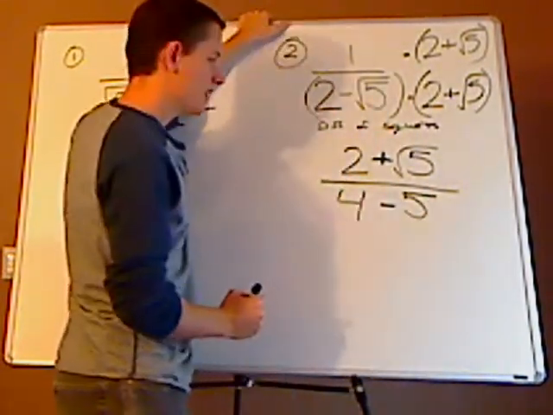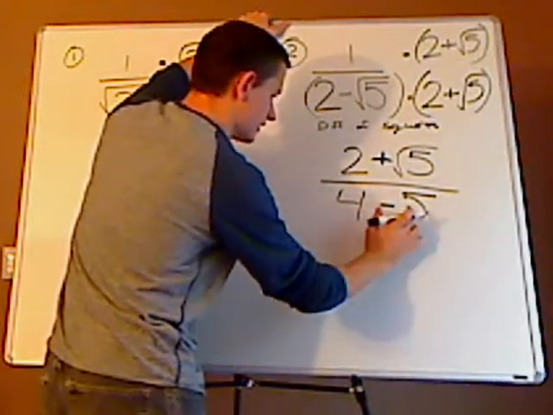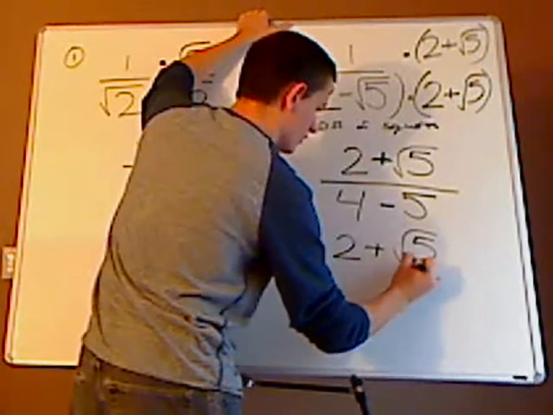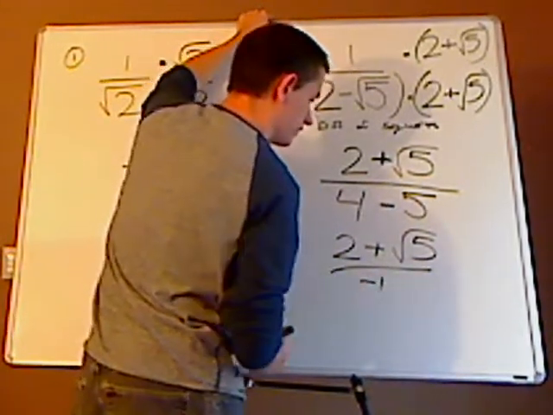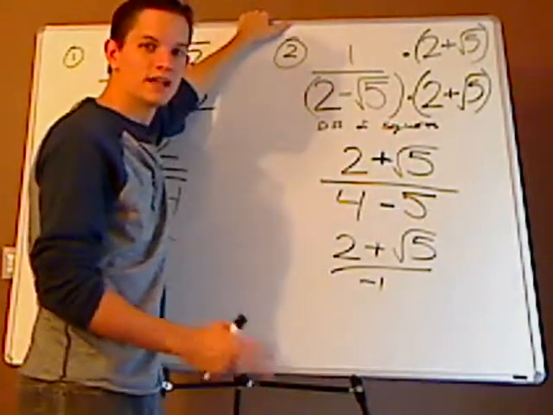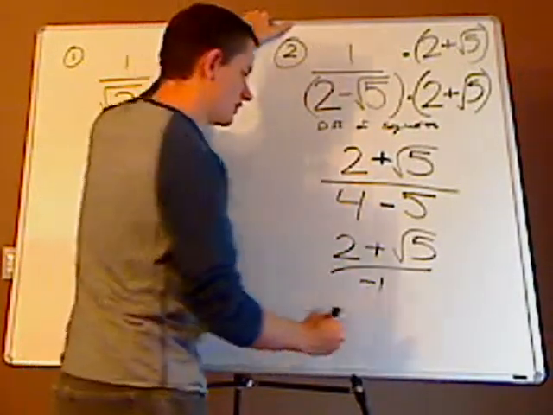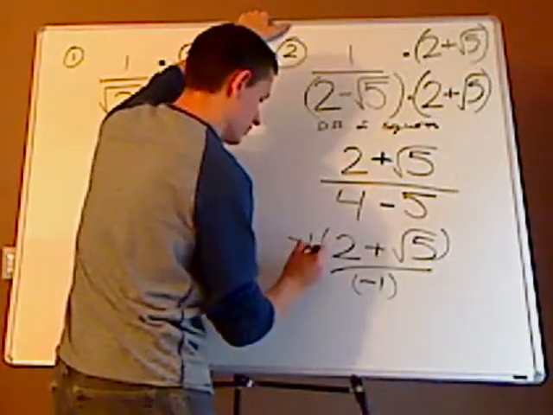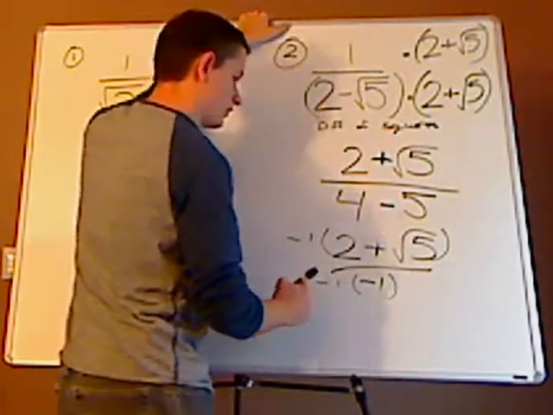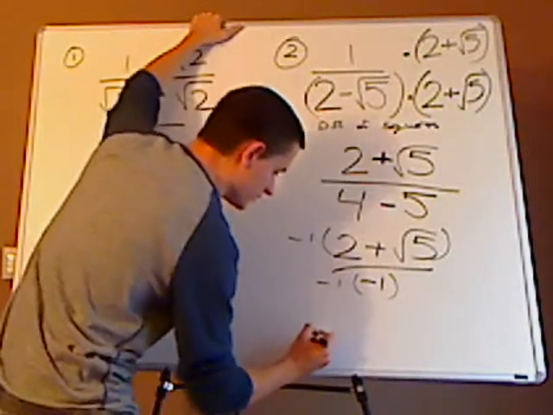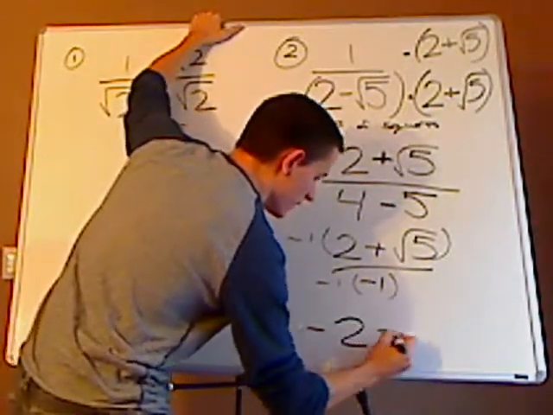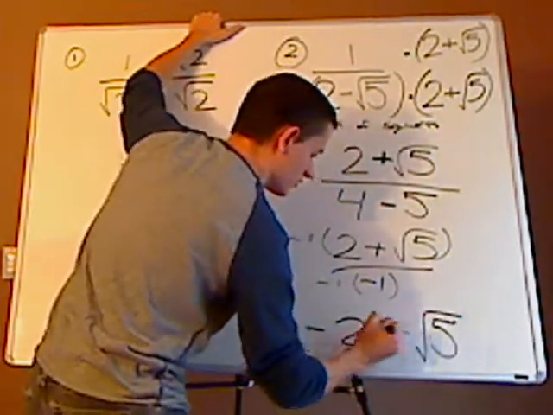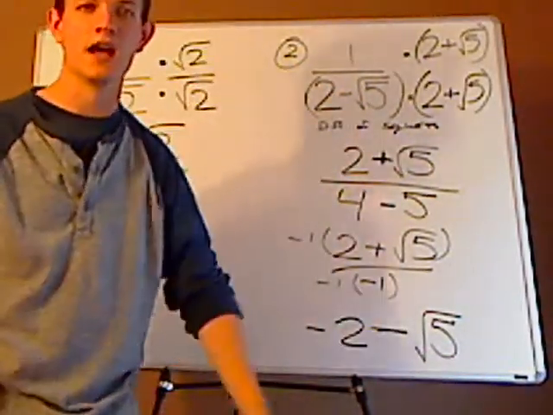Then you simplify that. So this in the denominator becomes a -1. Now, if you can simplify a -1, go ahead and do that. To do that, you simply multiply the top and the bottom by -1. So when you do that, your final answer is going to be -2 minus square root of 5. And that's how you rationalize a denominator.